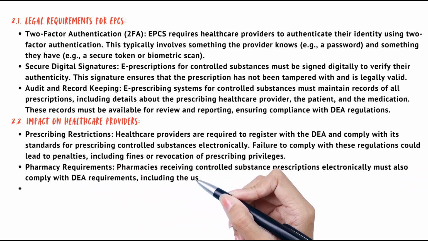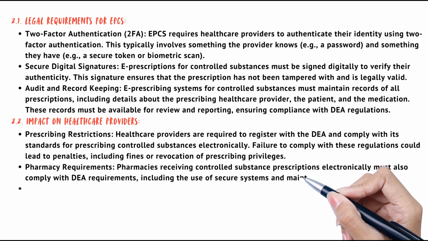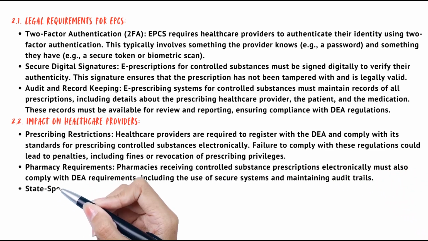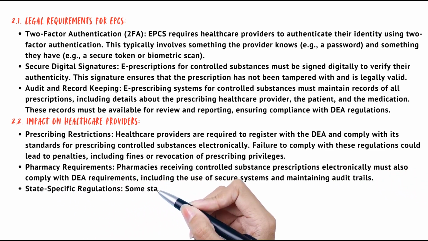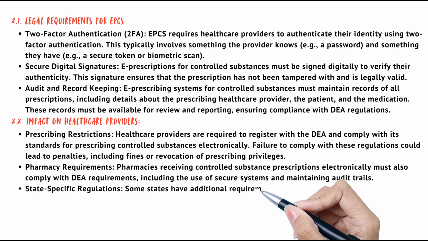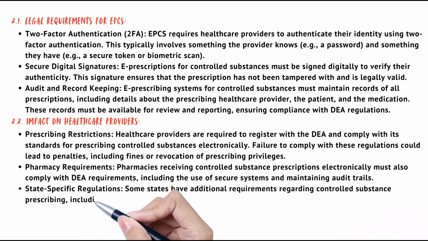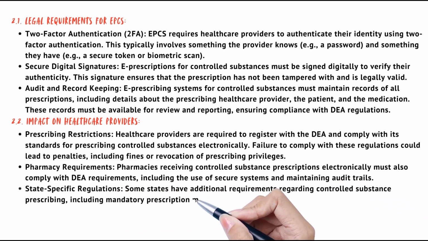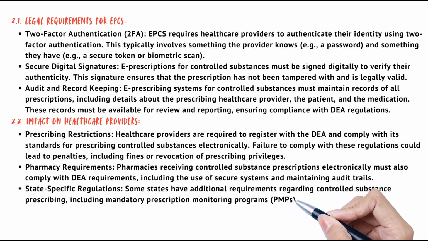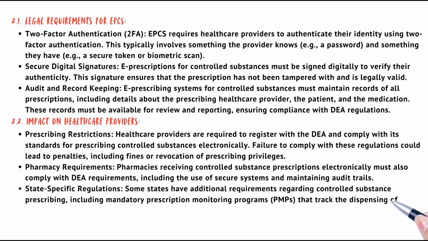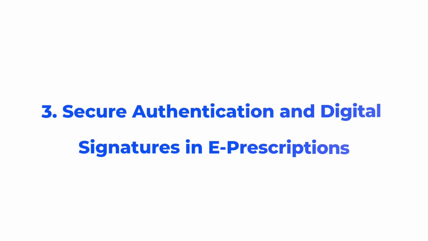Pharmacy requirements. Pharmacies receiving controlled substance prescriptions electronically must also comply with DEA requirements, including the use of secure systems and maintaining audit trails. State-specific regulations. Some states have additional requirements regarding controlled substance prescribing, including mandatory prescription monitoring programs, PMPs, that track the dispensing of controlled substances.